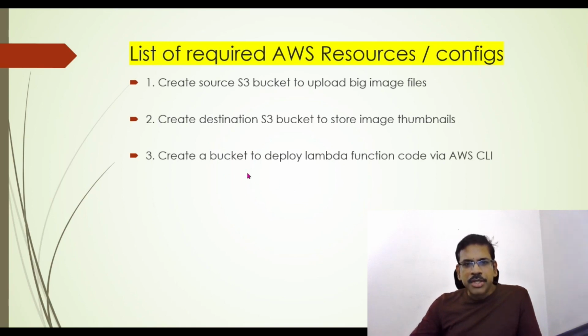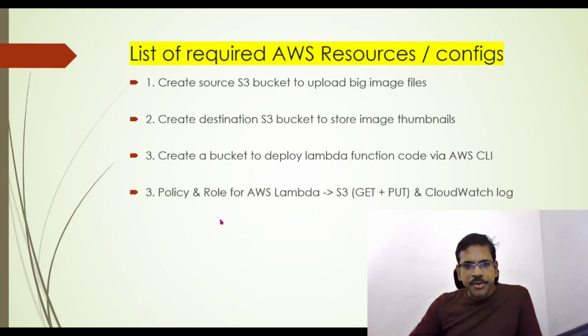Third, I am also going to create another bucket. This is just to keep the Lambda function, because I am going to push the Lambda code from my AWS CLI. So to keep the code artifacts, I have created one more bucket. And fourth, I will be creating the necessary policy. I will attach those policies to a role for the Lambda, because Lambda should have permission to read from the S3 bucket, get object, and also it needs to put object to another bucket. Also, Lambda will create some logs in CloudWatch. So I need to set up the policy role for Lambda.